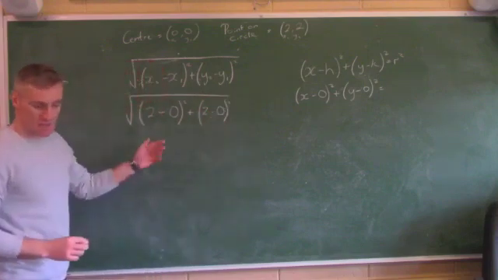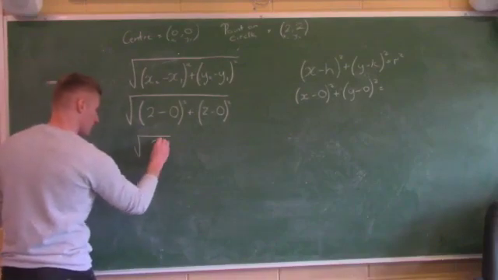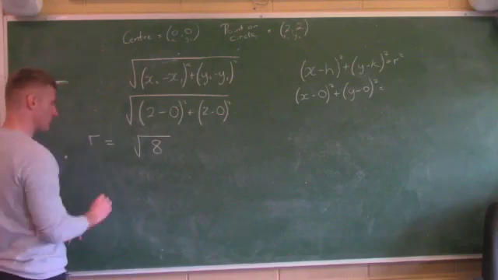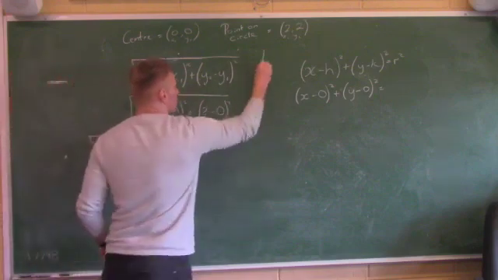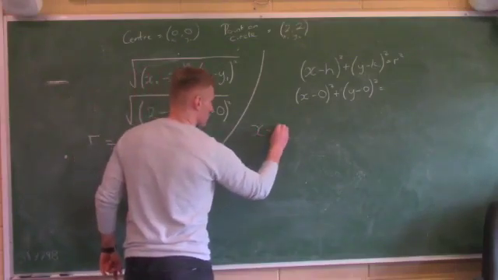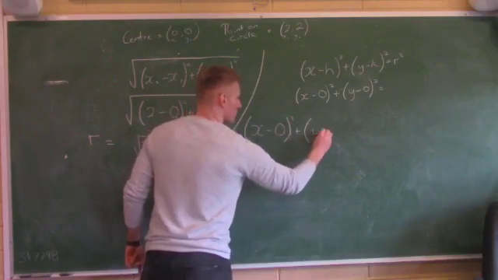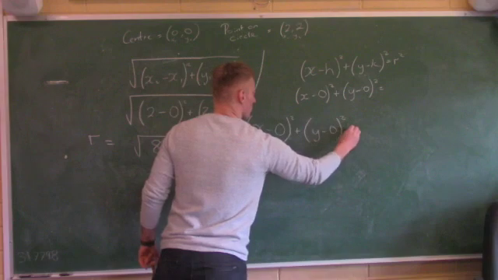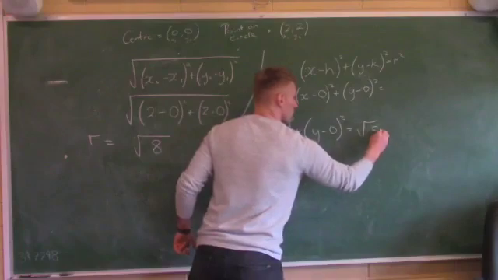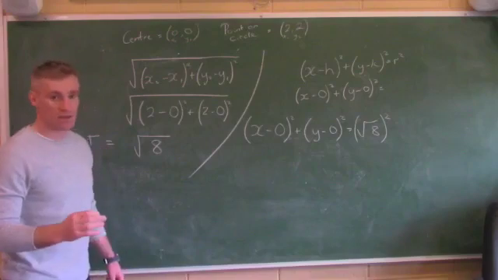I'd encourage you at this stage to get your calculator and put this all in, to get an answer of the square root of 8. Now I have my radius. I can go back to where I was earlier. (x minus 0) squared plus (y minus 0) squared equals my radius squared, the square root of 8, in brackets, squared. One last line, and then I'm done.